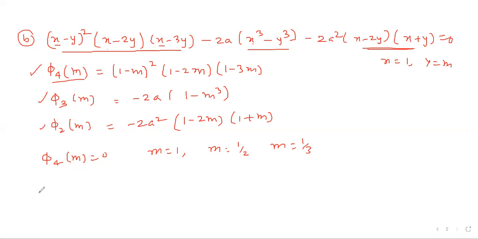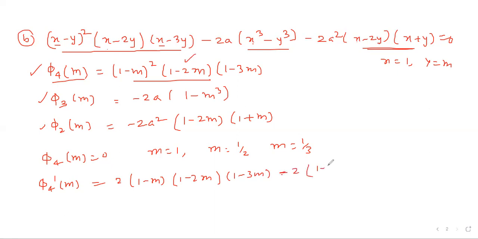So first we write phi 4 dash m. So differentiation of this will become twice of (1 minus m). Other two, here we are going to apply a product rule. So we are differentiating this and keeping other two terms intact: (1 minus 2m) into (1 minus 3m). Now we differentiate this from where we will get minus 2. So minus 2 times (1 minus m) square times (1 minus 3m). Then we differentiate this from where we will get minus 3 times (1 minus m) whole square times (1 minus 2m).